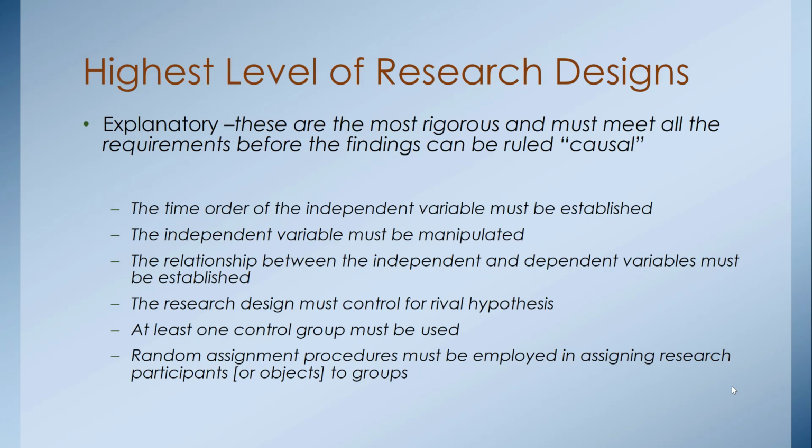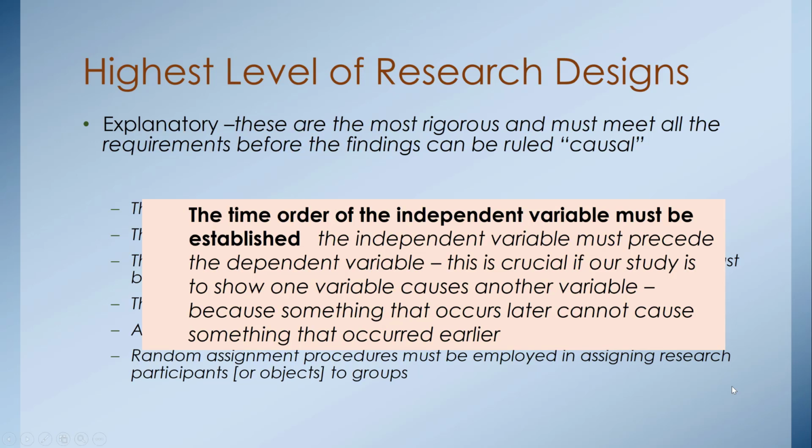In order for us to truly make causal statements that variable A caused the change in variable B, we have to include all of these components in our research study. We're going to talk about the time order of the independent variable, how it's manipulated, the relationship between independent and dependent, controlling for rival hypotheses, the control group, and random assignment procedures. So first off, the time order of the independent variable must be established. The independent variable must precede the dependent variable.